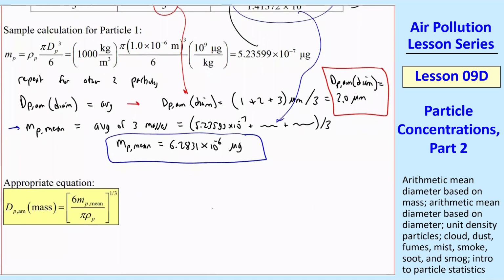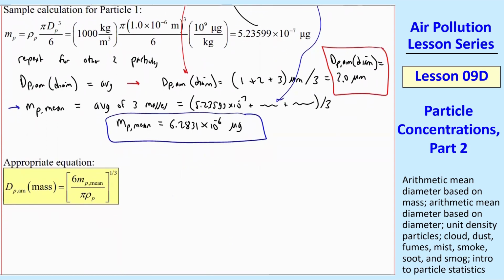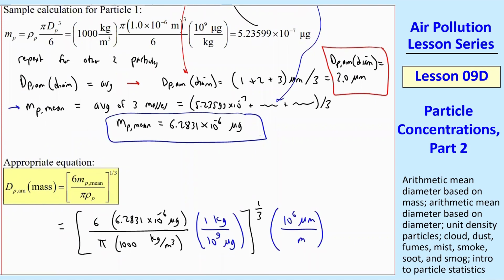Now we can use the equation that I just showed you from last time. dPam mass is 6 MP mean over pi rho, the whole quantity to the 1/3. And you have to be very careful with the units.